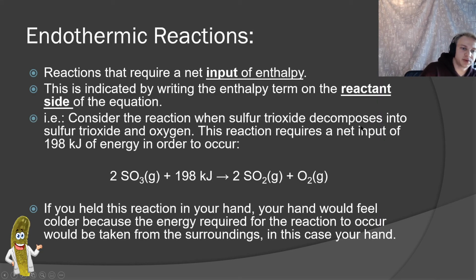So that's exothermic reactions. Exothermic was the release of heat. Endothermic, which we'll talk about now, is the absorption of heat or the net input of enthalpy. This is indicated by writing the enthalpy term on the reactant side of the equation. Consider the reaction when sulfur trioxide decomposes into sulfur trioxide and oxygen. This reaction requires a net input of energy. And as such, because it requires energy for this reaction to actually occur, it appears as a reactant.